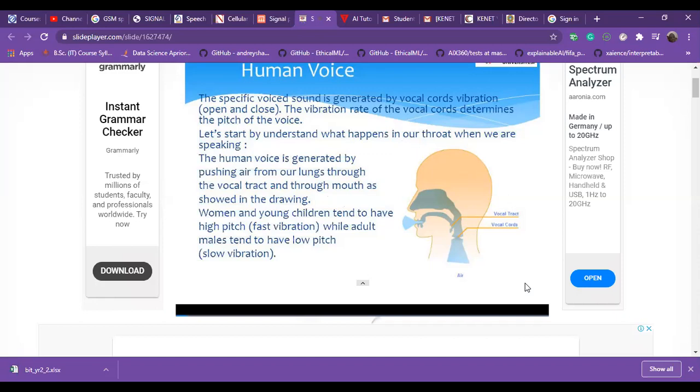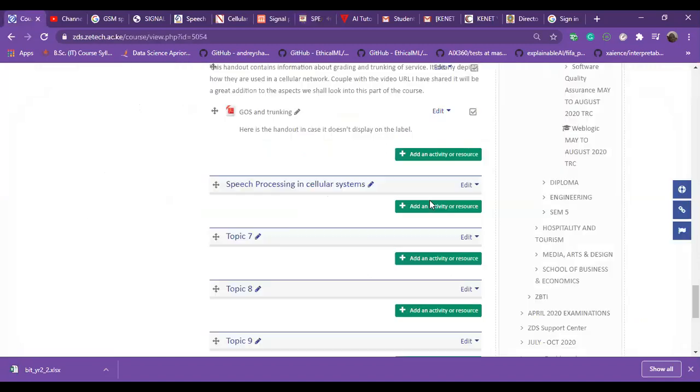Let's start by understanding what happens in our throat when we are speaking. The human voice is generated by pushing air from our lungs through the vocal tract and through the mouth, as shown in the drawing. Women and young children tend to have high pitch, fast vibration, while adult males tend to have low pitch, slow vibration.